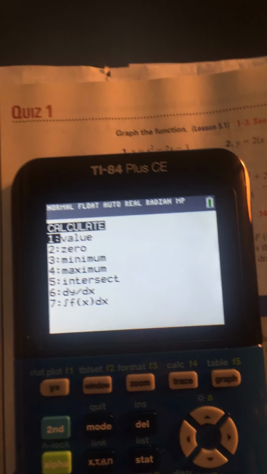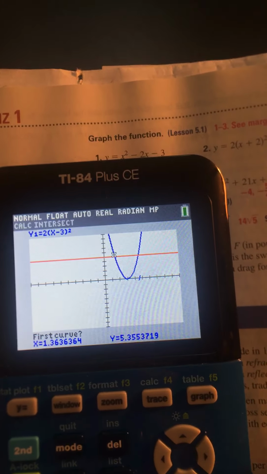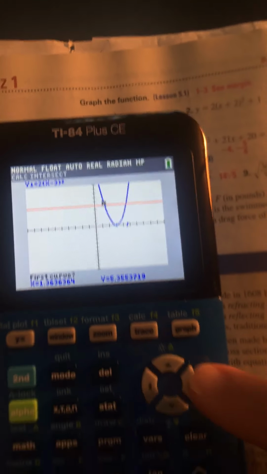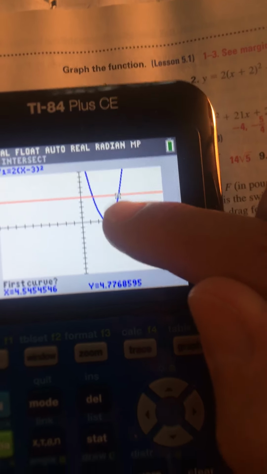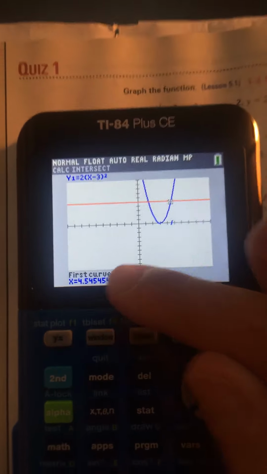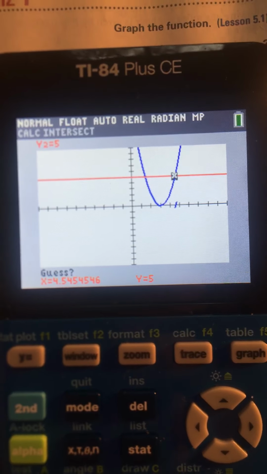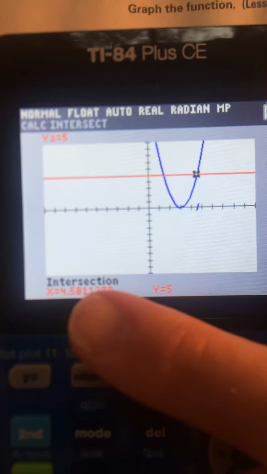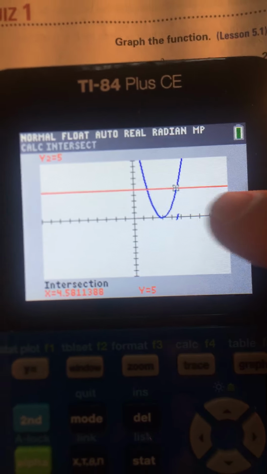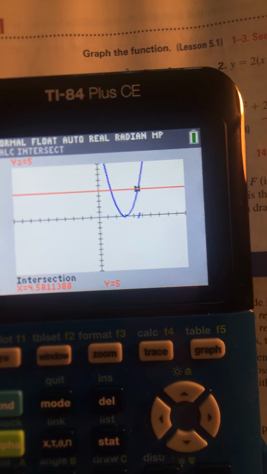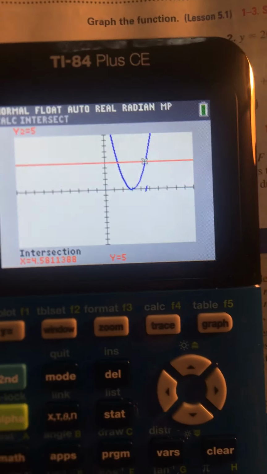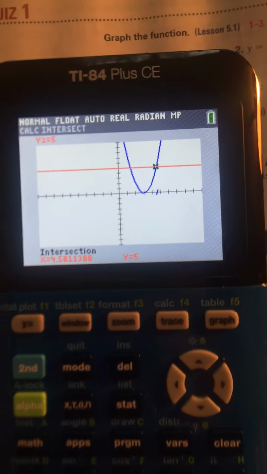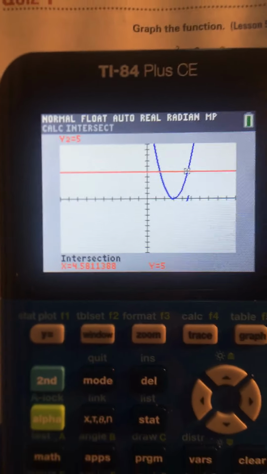We go back to second trace, and we go back to intersect. This time I need my blinky thing on the other side, so I'm going to arrow around to it. You try to get your blinky thing close to where the intersection is. And now it says first curve, I'm going to say yes. Second curve, yes. That's enter, guess, yes. And there's the answer, 4.58. I think this one's easier, and it's kind of like magic, the way Dorothy clicked her ruby slippers together 3 times, and you know, there's no place like home. But you just say enter 3 times, 1, 2, 3, and ta-da! There's the answer at the bottom of your calculator.